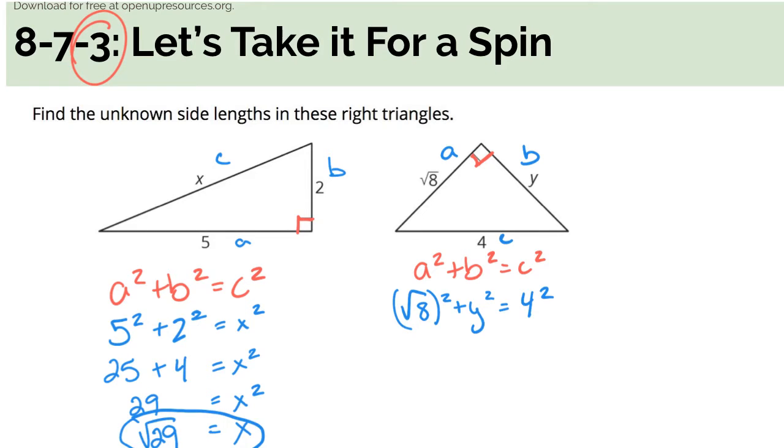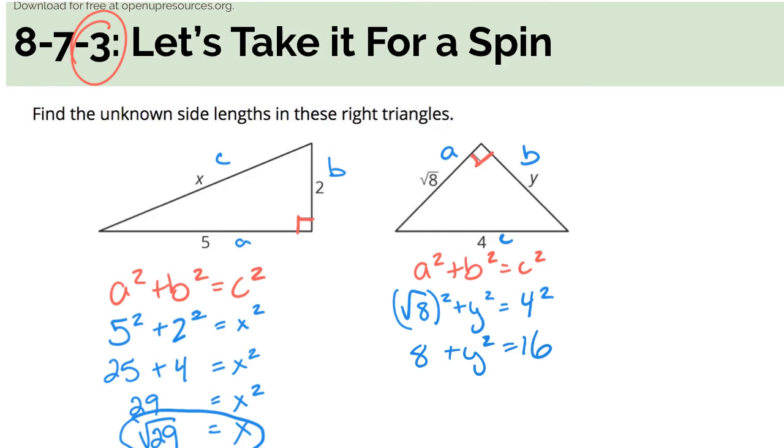Okay, in the next triangle, I've labeled sides A, B, and C. Remember, A and B are the legs connected to your right angle. C is opposite that. So in this case, we don't know one of the legs. I start out by writing my Pythagorean theorem and fill in what I know. A is going to be the square root of 8. B is just y in this case, and C is going to be 4. And from here, I keep on simplifying. The square root of 8 squared is going to be 8. I don't know what y is. And then 4 squared is 16.